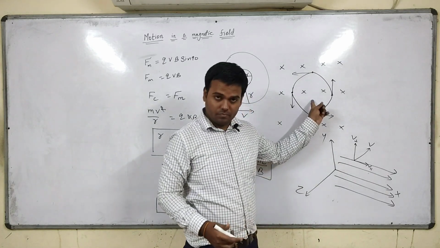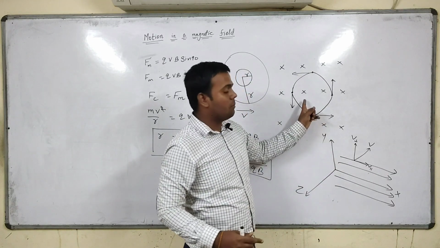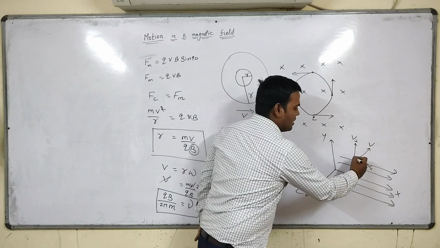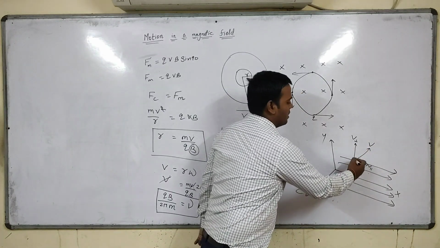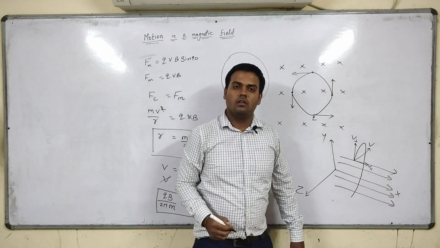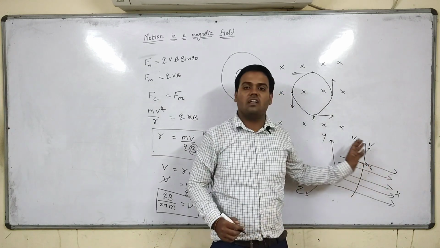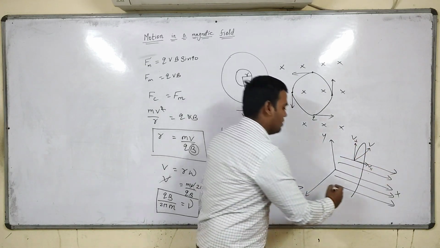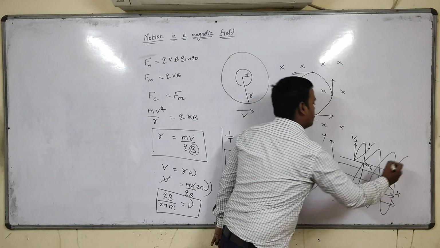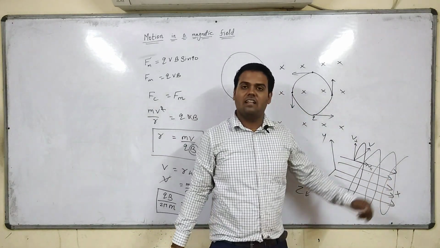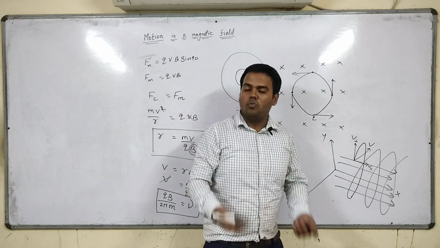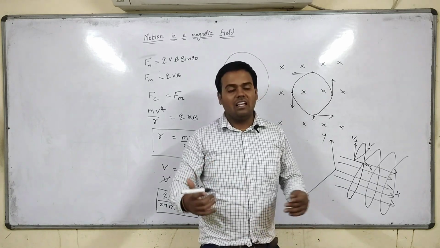As you can see here, the perpendicular component tries to move the charged particle in a circular path, but the parallel component drags the charged particle in the forward direction. So the charged particle moves something like this, and this path is known as a helical path. So when the charged particle is moving at an angle other than 90, it takes a helical path.